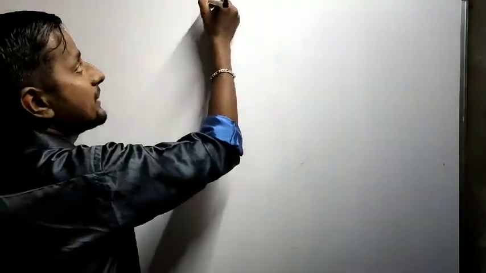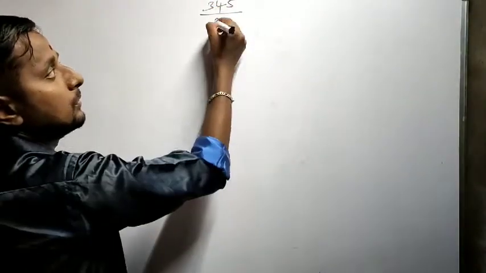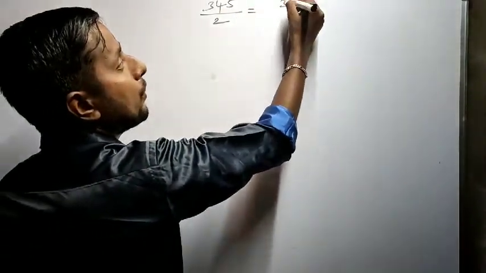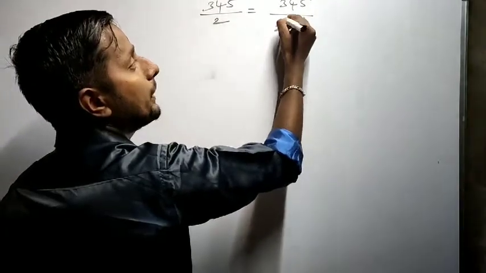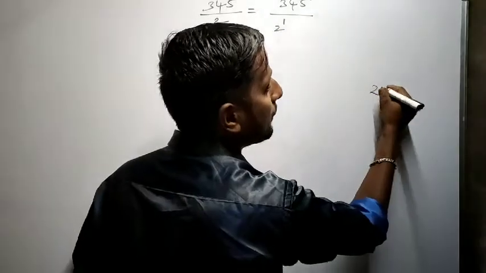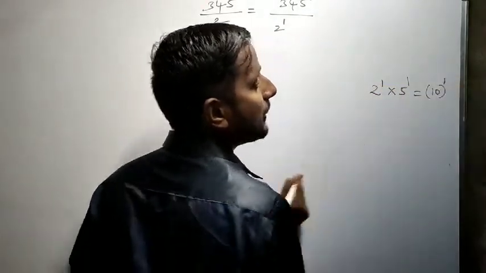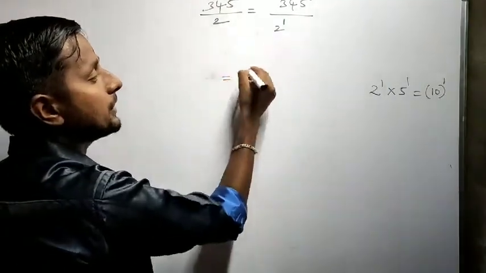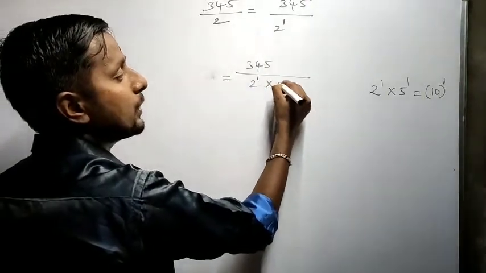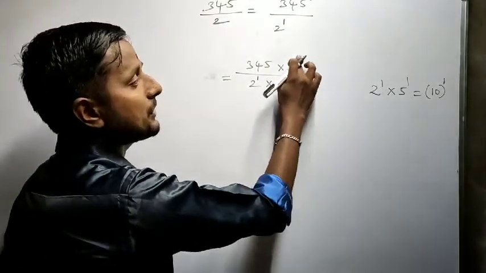Yeah, we'll see this example now. 345 by 2. Now what happened? Look here: 345 by 2 power 1. For 2 power 1 we need the support of one more, that is 5 power 1. Then we can write overall 10 power 1, correct? So in the next step, 345 by 2 power 1, here also I'll write 5 power 1 into 5 power 1. No need to specially mention the powers.